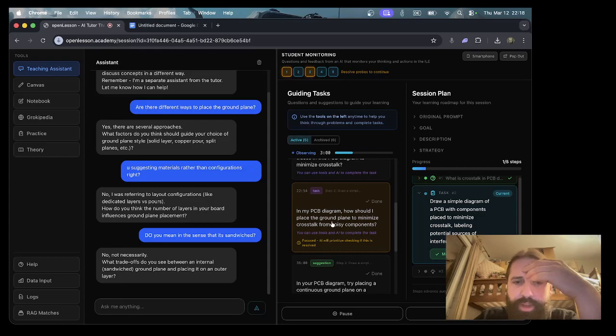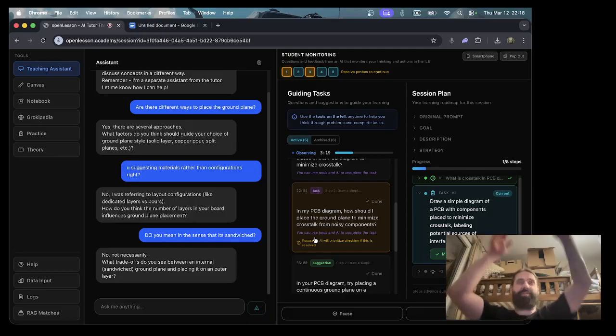I mean, that's actually not bad. It could be that one way is basically to just place it in the middle. I don't know how else you would put a ground plane. Wait, we're talking about the ground plane, not the solid base. We're talking about the ground plane.